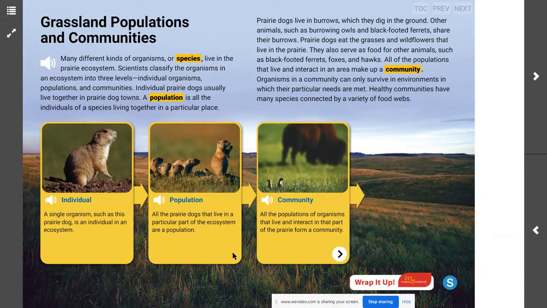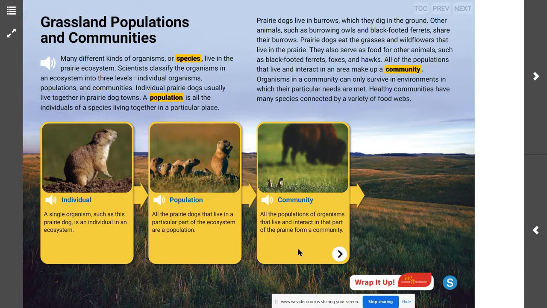So, in life science, what does the word community mean? All of the populations of organisms that live and interact in that part of the prairie form a community. A community is all of the different populations that live and interact in an area. So we could have all of the prairie dogs here. We could have all of the squirrels. We could have all of the bison.